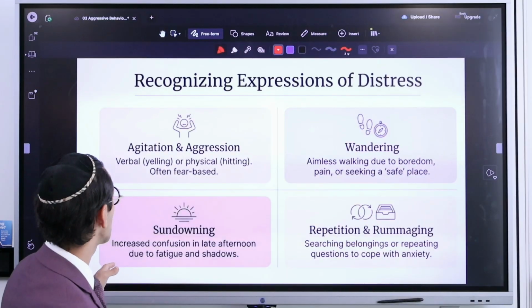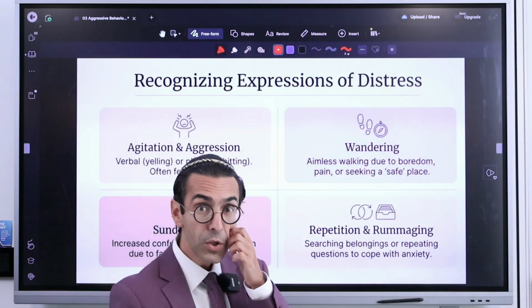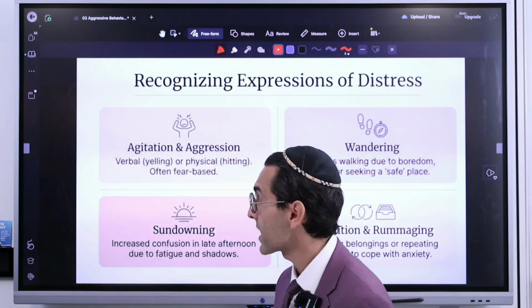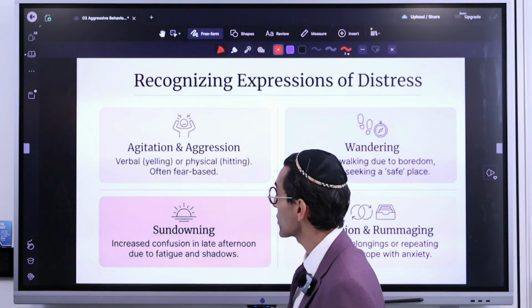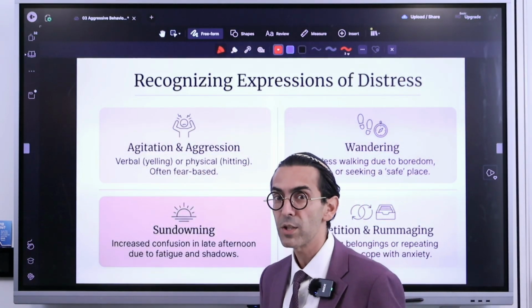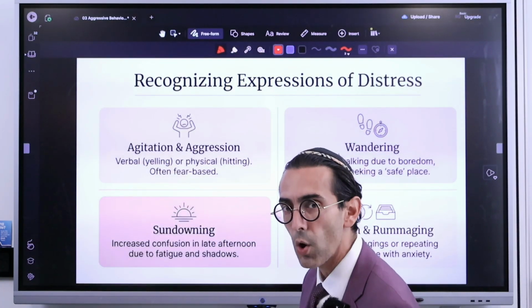Okay, now, recognizing expressions of distress, agitation, and aggression. What are you going to hear? How would you, as a caregiver, identify this specific distress? Well, agitation and aggression: verbal yelling, physical hitting. Don't just think it's the dementia. As soon as your loved one starts doing that, identify what is causing that.